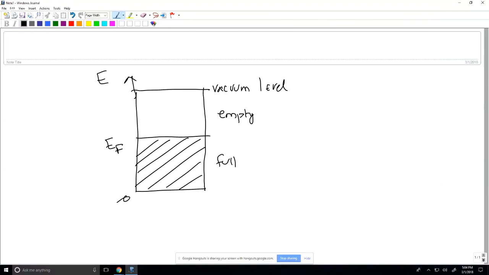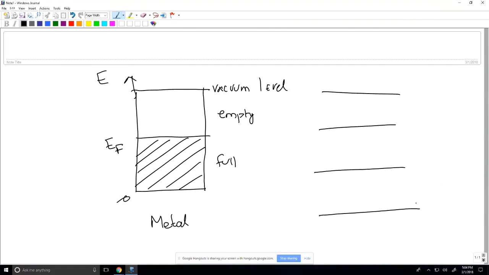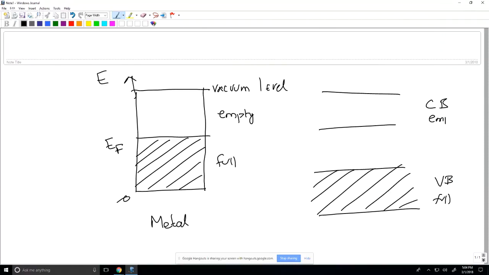We can contrast a metal with a semiconductor. So this is a metal, and then let me draw a semiconductor as well. In the case of a semiconductor, we have two energy bands. One we call the valence band or VB, the other is the conduction band or CB, and we say that the valence band is full and the conduction band is empty.